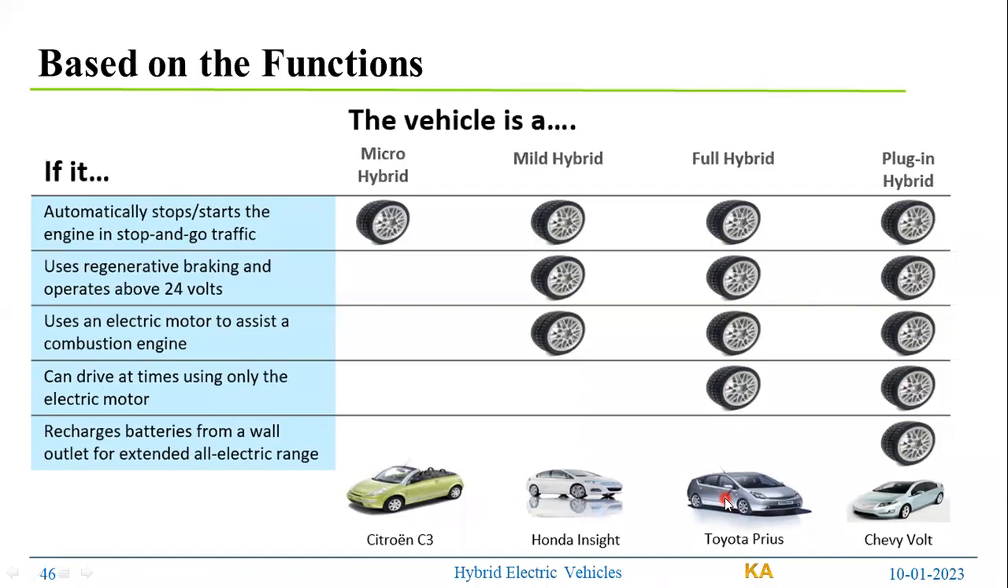Then along with start-stop, regenerative braking, electric-only assist, and electric propulsion, with external recharging, meaning you recharge the batteries from a wall outlet for extended electric range, if these five features are all present in a vehicle, then it is classified as a plug-in hybrid vehicle. Chevy Volt is one example for this vehicle.